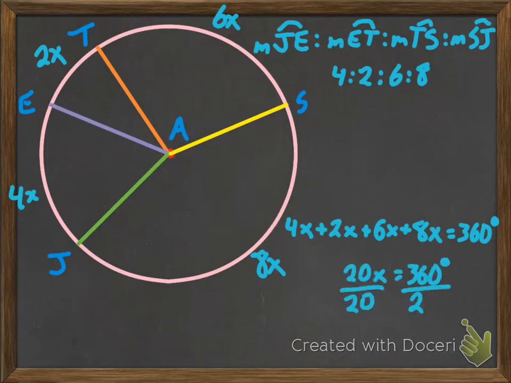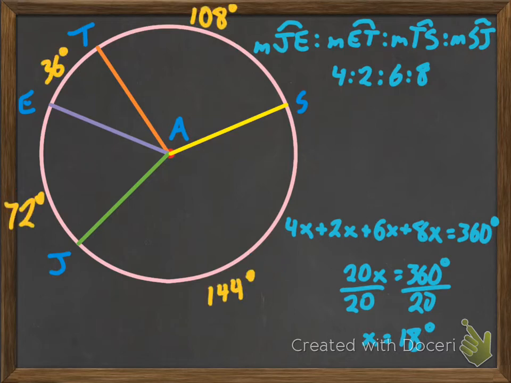So what does each part equal? Well, each part equals 18 degrees. So now that I know that, I can substitute in 18 degrees for each of these, and I'll get 36 degrees, 108 degrees, 144 degrees, and 72 degrees. So that's arc measure. And remember, a central angle, say for example this angle here, EAJ, equals the arc measure. So this would also be 72 degrees.